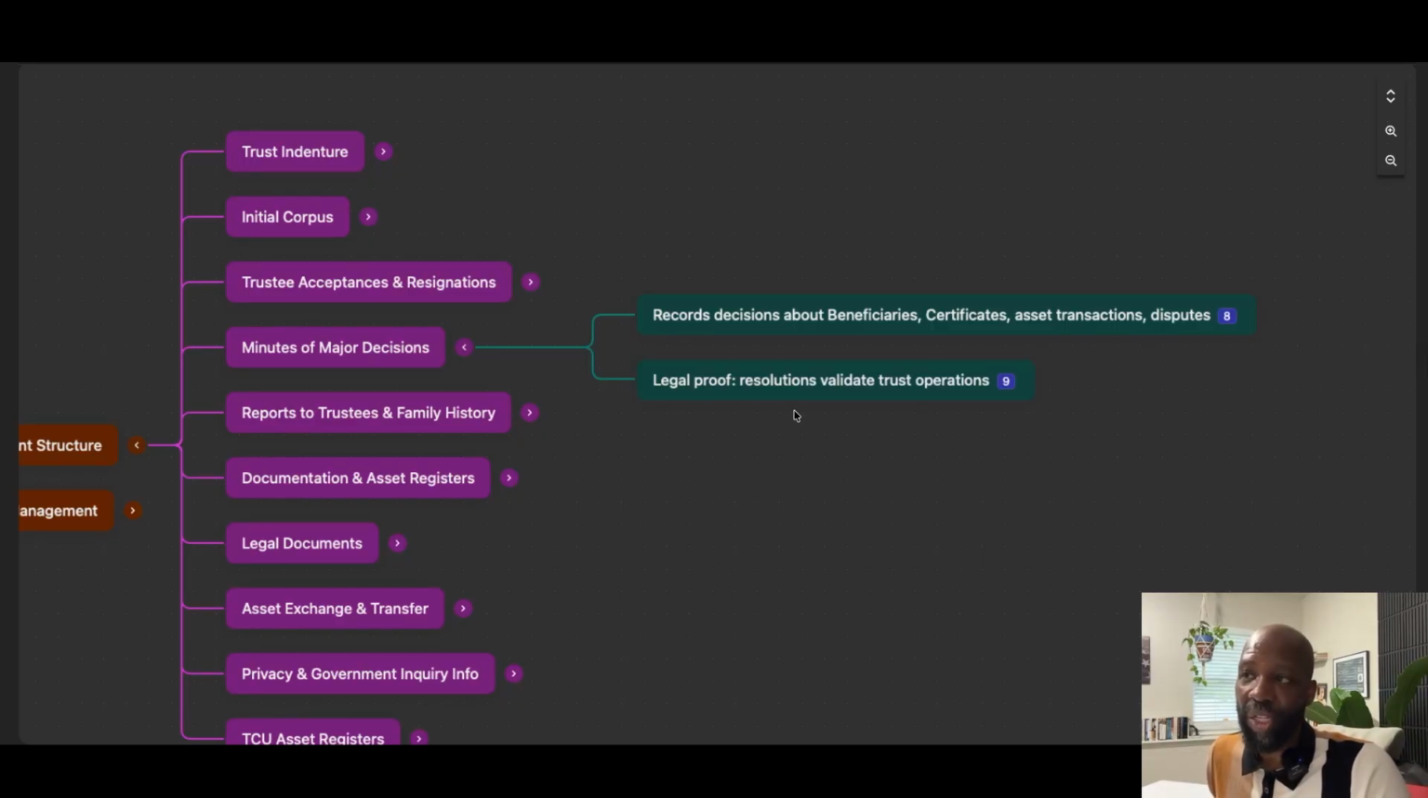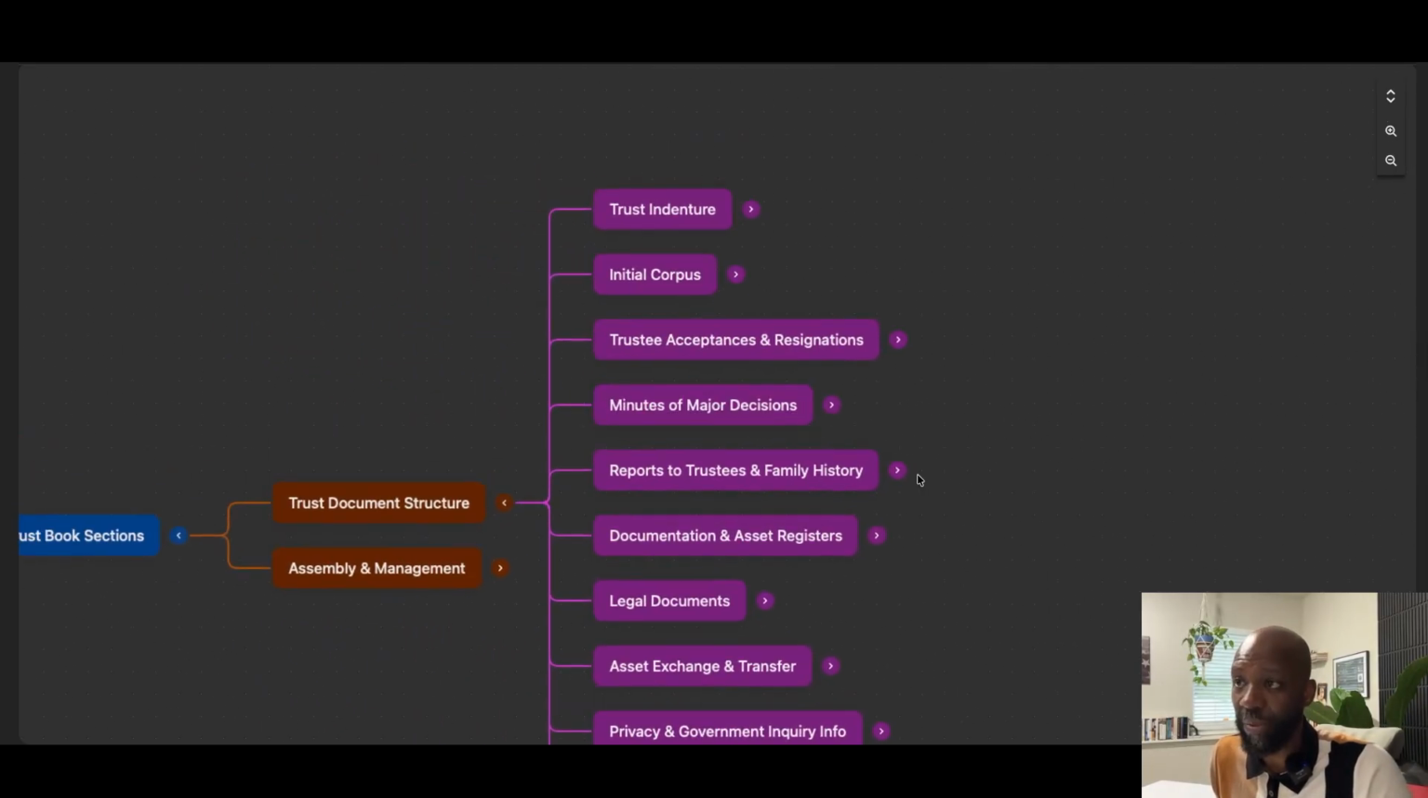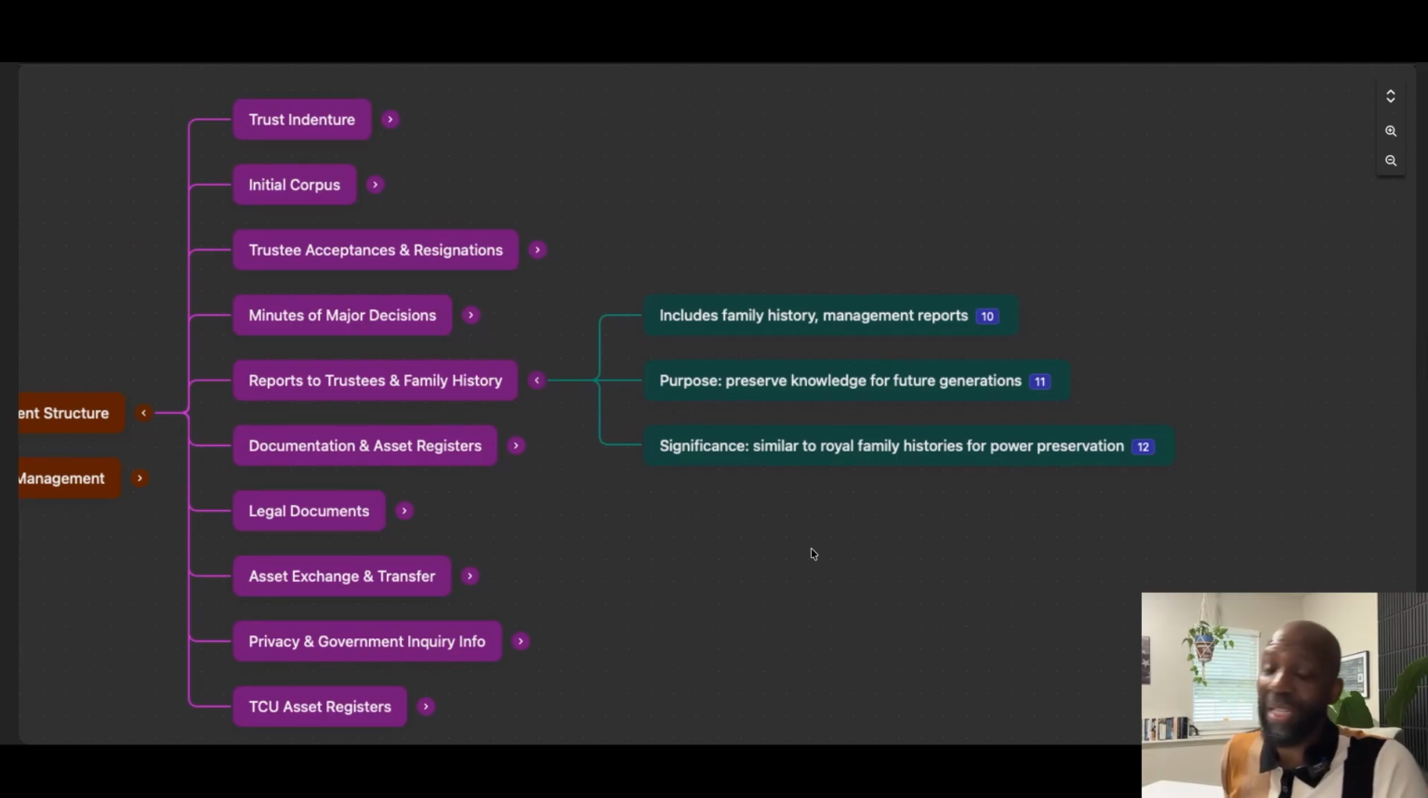It's legal proof. Resolutions validate trust operations. When it comes down to the wire, where's the documentation proving that you guys talked about this? That's what they're talking about when they talk about resolutions and validation. Starts with the trust minutes, ends with the trust minutes. You can do this. You can set up this private trust and operate privately. Do everything internally. You don't need to ask anyone in the public for anything. Reports to trustee and family history.